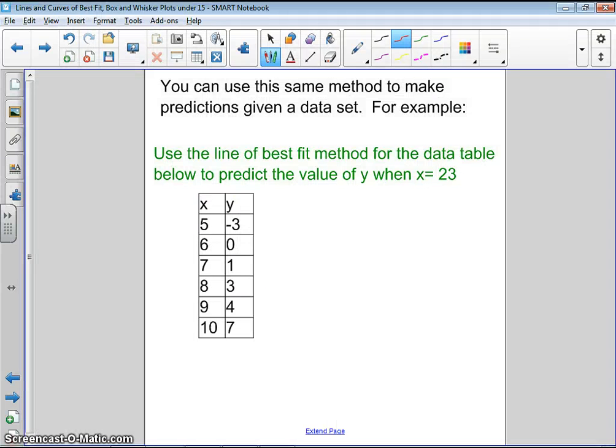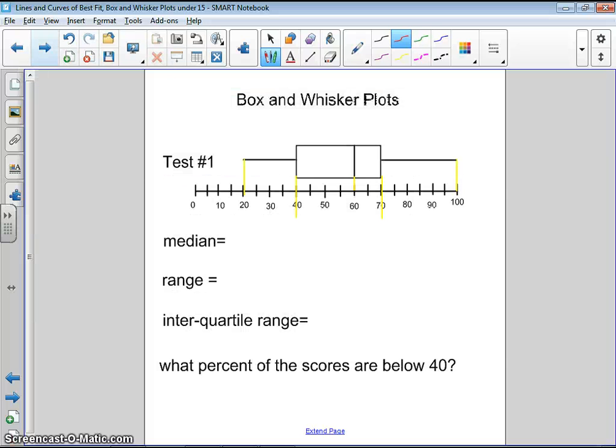If you look back at the original problem, you see that the values of y are going up as x is getting bigger, and I think 33.2 looks pretty good. So that's really everything that you need to know about lines and curves of best fit to do well on the SOL. We're going to turn our attention now to box and whisker plots.